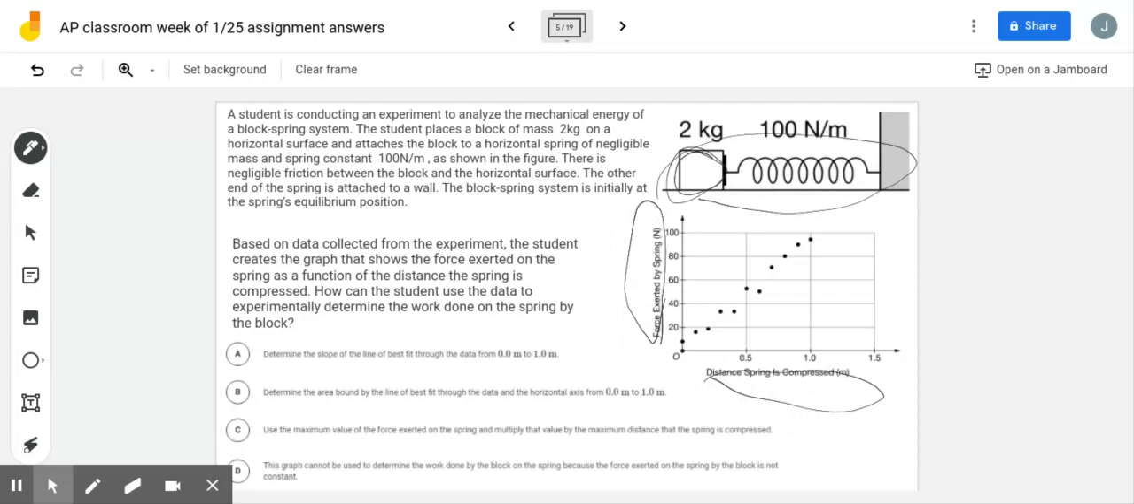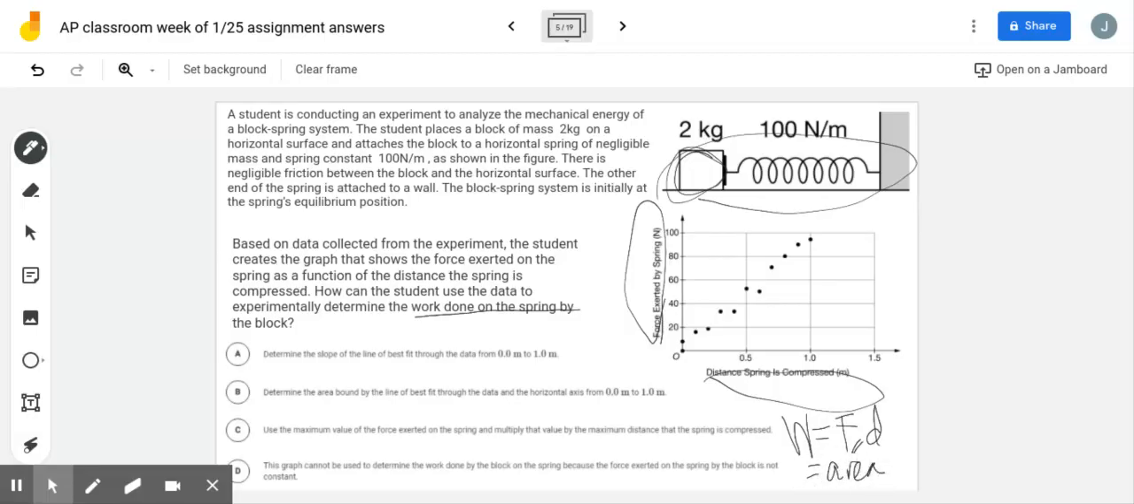So how can the student use the data to experimentally determine the work done on the spring by the block? So this is the force exerted by the spring, and the distance the spring is compressed. So we want to use, specifically, it just says the work done on the spring by the block. So we can find work equals F parallel D, which just means since we have force and distance, this would be the area.